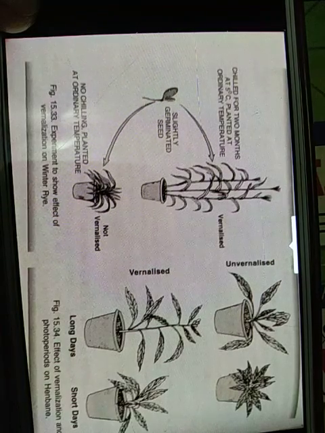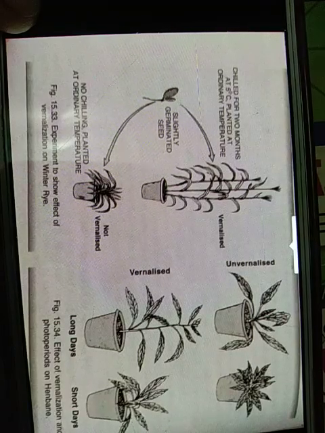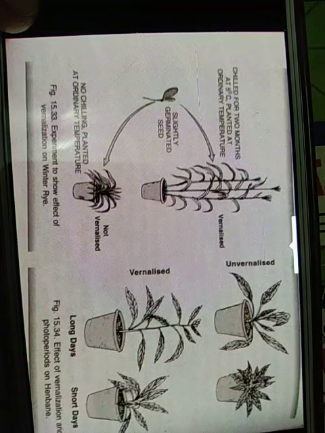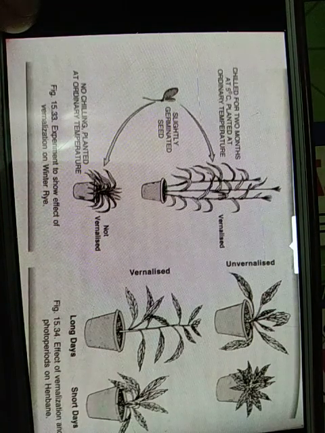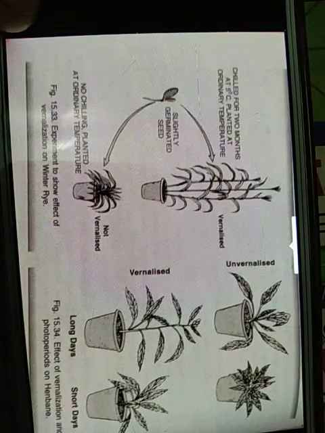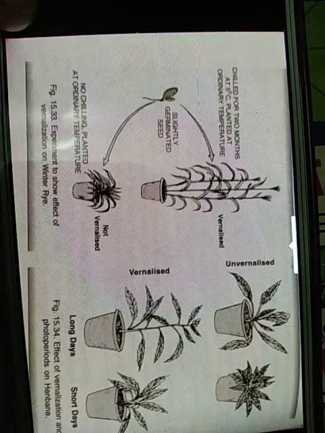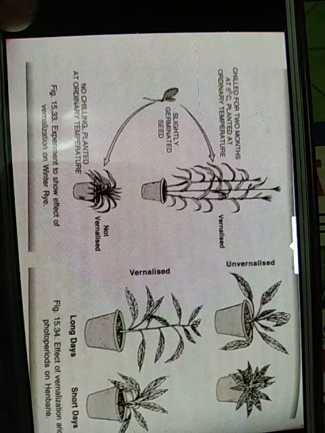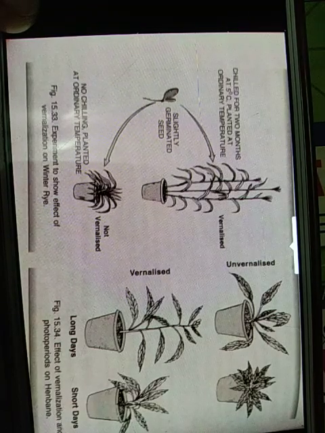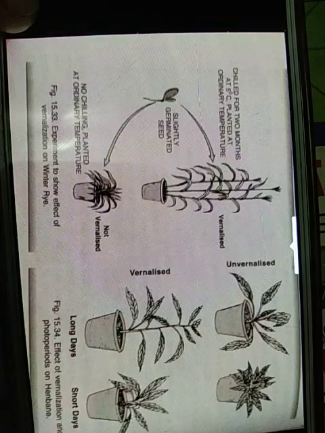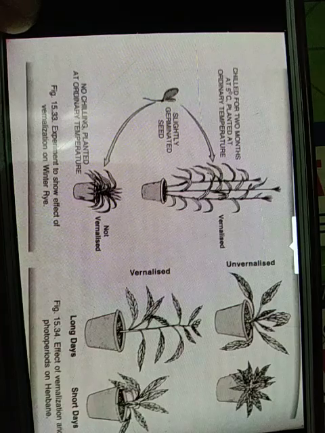It was found by Lysenko in 1928, a Russian worker, that cold requiring annual and biennial plants can be made to flower in one growing season by providing low temperature treatment to the young plant or moistened seeds. He called the effect of this chilling treatment vernalization. Vernalization is therefore the process of shortening the juvenile vegetative phase and hastening flowering by previous cold treatment.